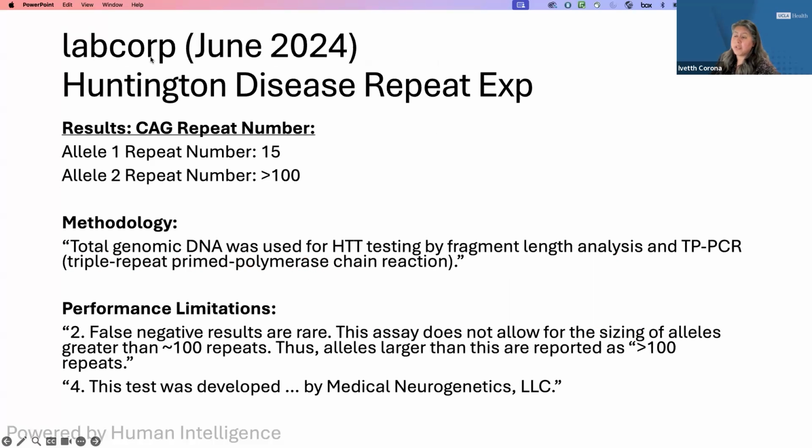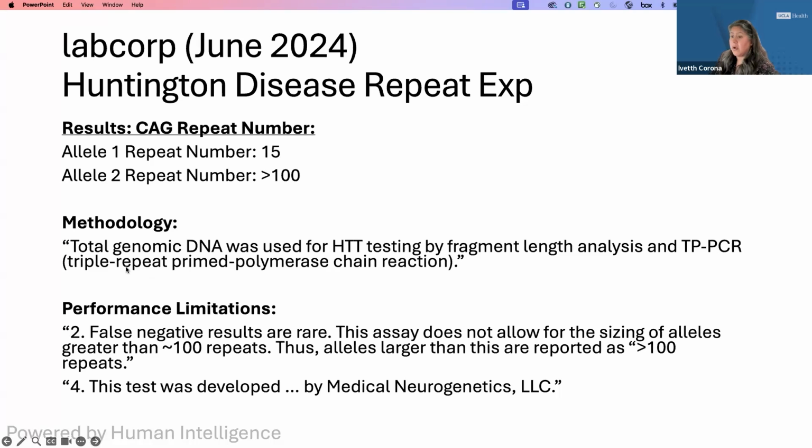And then LabCorp, which is the test that actually identified something large and abnormal. They do a test that was developed by Medical Neurogenetics. They identify a heterozygous repeat expansion. The second allele they only listed as larger than 100.